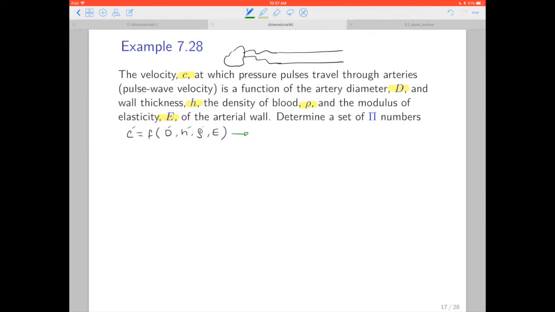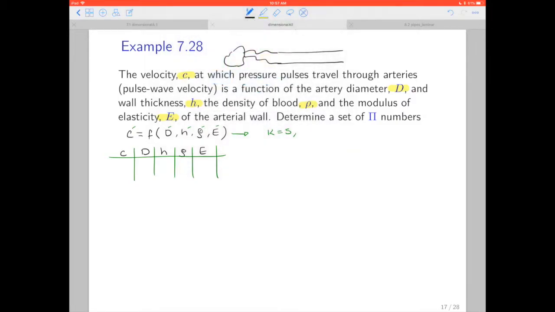that K is going to be equal to 1, 2, 3, 4, 5. K is going to be equal to 5, and we need to find out what the reference dimensions are. So let's do our table. So we have C, D, H, rho, and E, and so the dimensions are going to be, let's do our table.